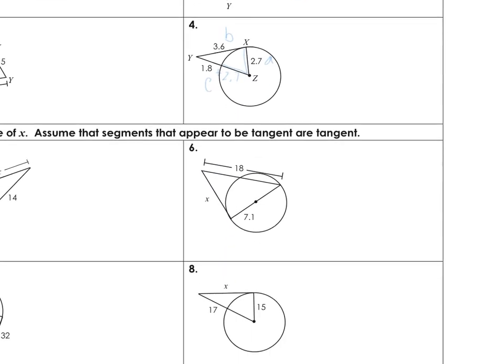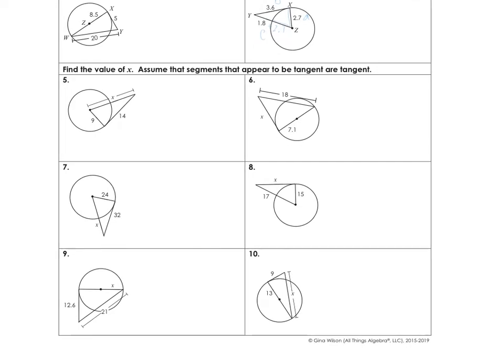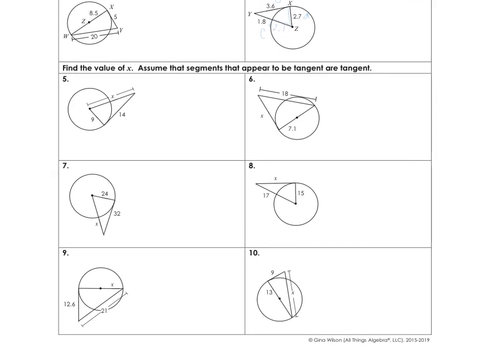Let's talk about 6, 8, and 10. They just want us to find the value of x. In number 6, let's see here. Sorry about that, I think my hand bumped something it shouldn't have. So 18 is the side C. I would make this my A, the X, and the 7.1 would be my B.